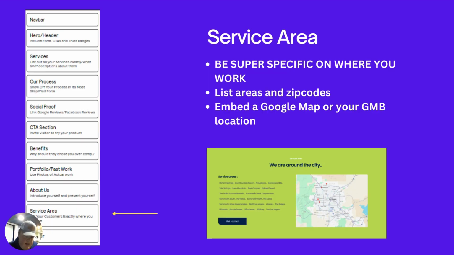Lastly, service area. Be super specific on where you work. List areas and zip codes and embed a Google map or your GMB location, or GBP. What that will do is help out with your SEO for the Google map and GMB part, and also listing the areas and being super specific. The reason is I've seen people before list their service area as New York. I don't know about you guys, but New York is a pretty big state. Not many companies can actually service the whole state of New York. So you want to make sure you're being specific about where you work, because you don't want to be in New York or up in Buffalo and getting calls from NYC and vice versa.